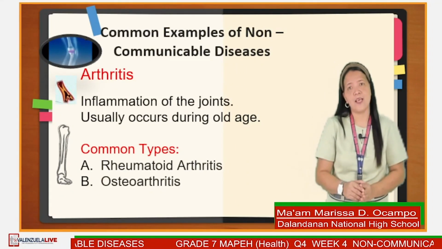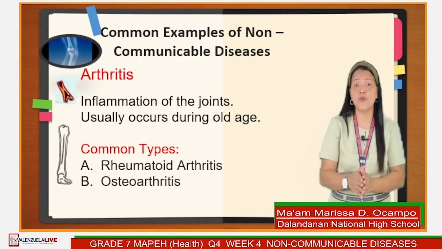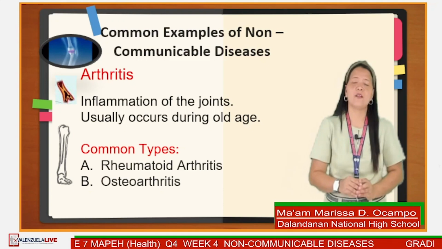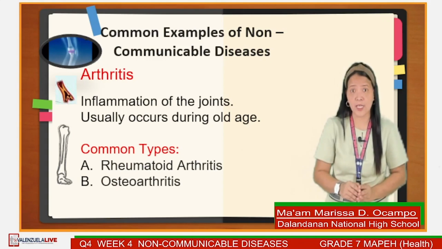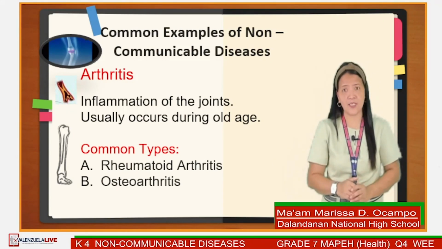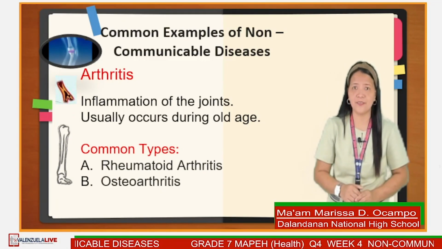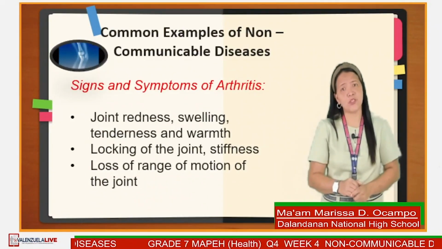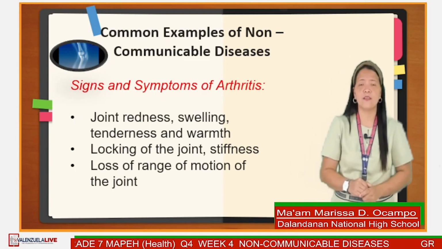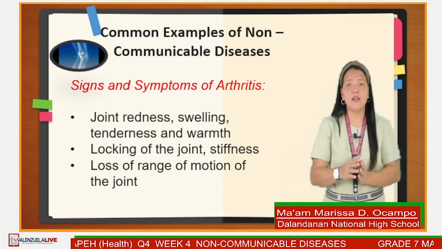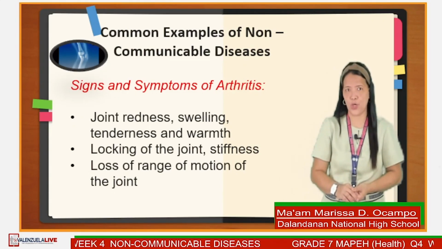Arthritis. It is the inflammation of the joints. Usually occurs during old age. Common types are rheumatoid arthritis, which causes pain and swelling of many joints all over the body, and osteoarthritis, a disease of older people. Signs and symptoms of arthritis: joint redness, swelling, tenderness and warmth, locking of the joint, stiffness, loss of range of motion of the joint.